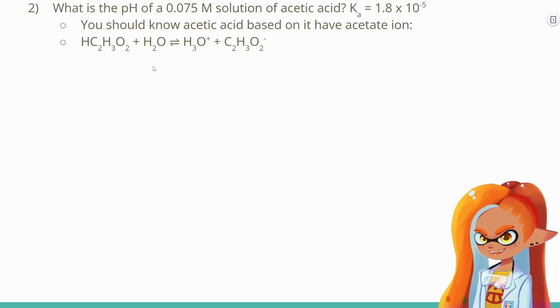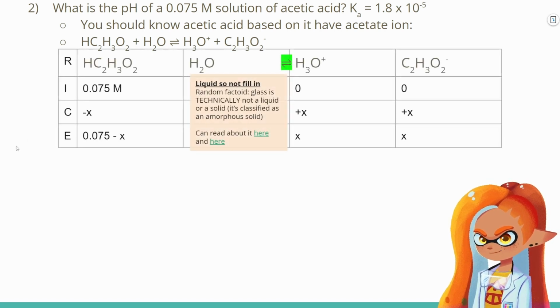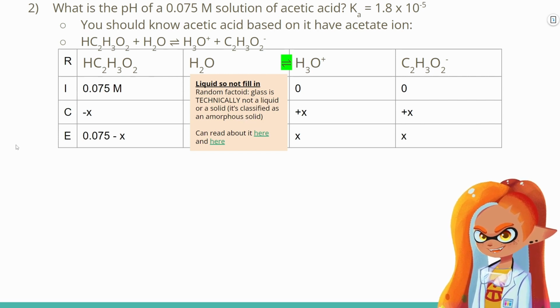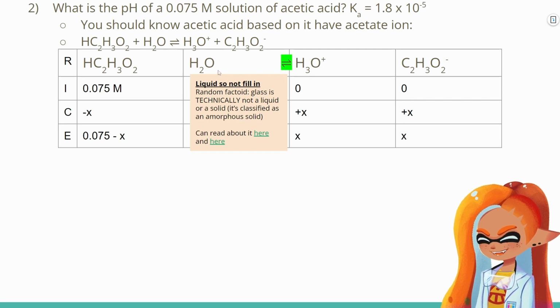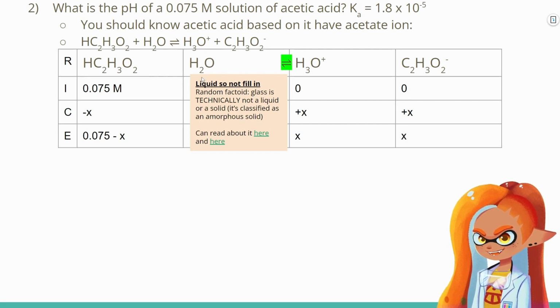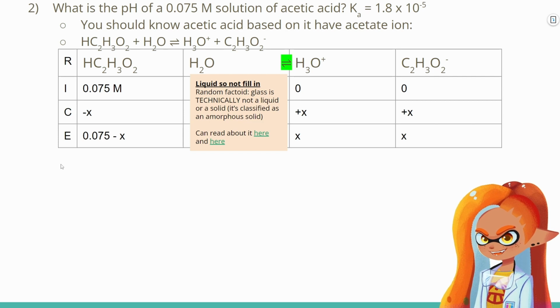Now in this problem, I showed it with water. Again, you don't have to, but College Board prefers it, so I'm putting water here. I give the H to water, and so it becomes hydronium, and then we have the acetate ion. I made a little RICE table just to make sure that I know the information given in the problem and be able to calculate stuff. Now, remember, water is a liquid, so we don't fill out that section, but we fill out everything else.